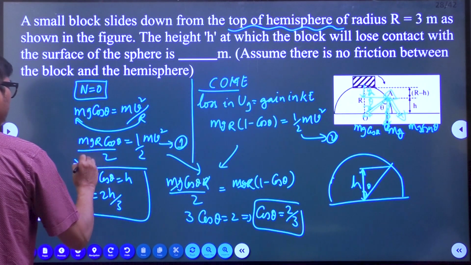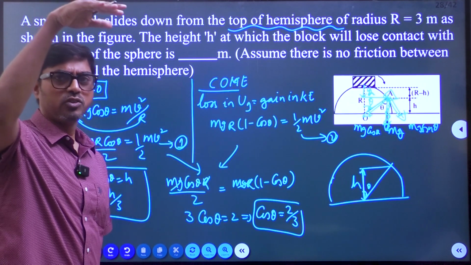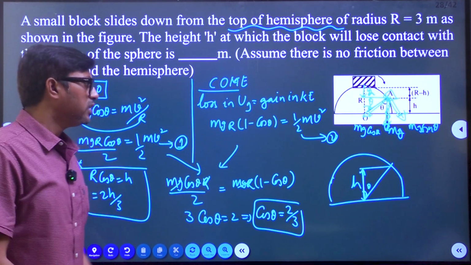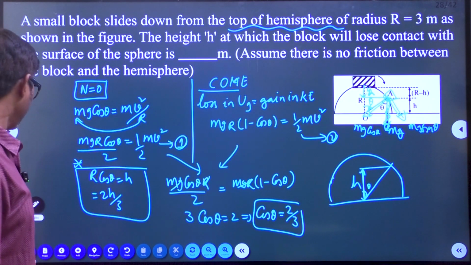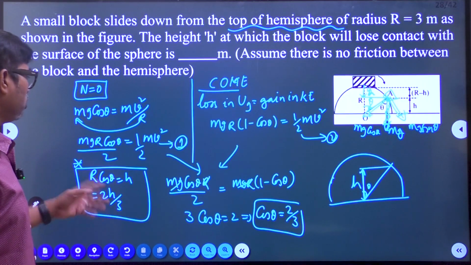Generally, students remember it as a result. From the top, you travel down by h by 3. That is where the block is going to lose contact. So that's a point here. Okay. Very good. Better you remember it like a result.